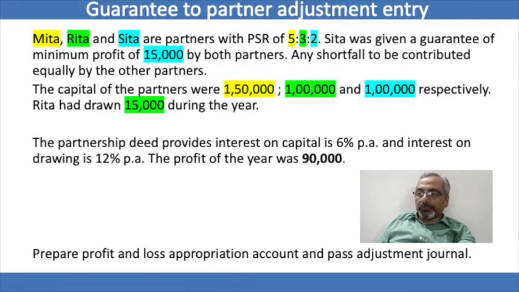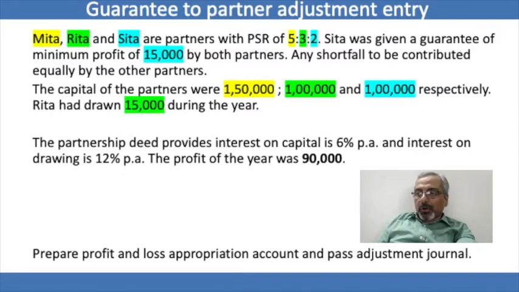Sita was given a minimum guarantee of 15,000 by both the partners. Any shortfall to be contributed equally by the partners. This is very important. Please see at the top, the profit sharing ratio is given as 5:3:2, but if there is a shortfall, that shortfall will be taken equally by the partners.